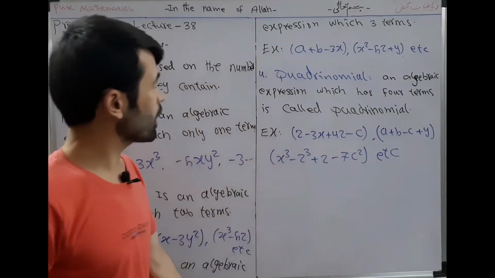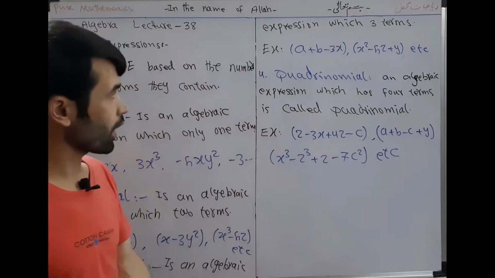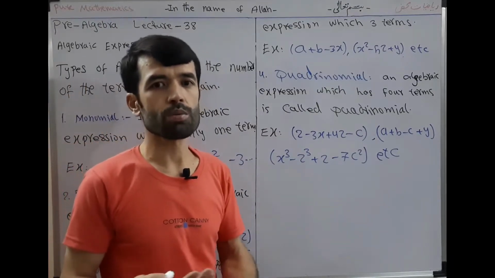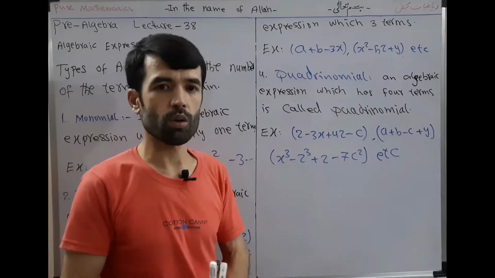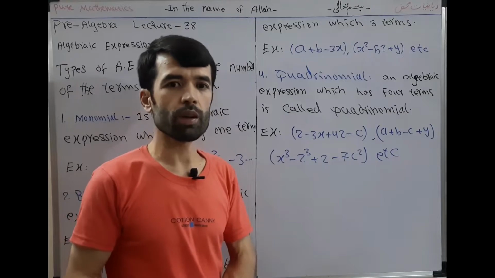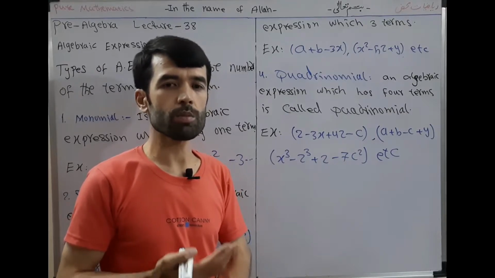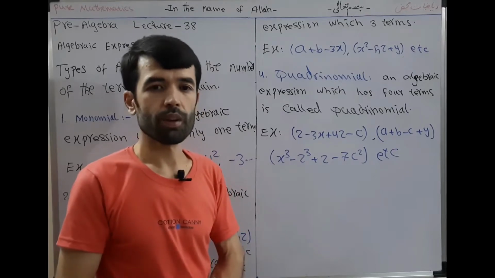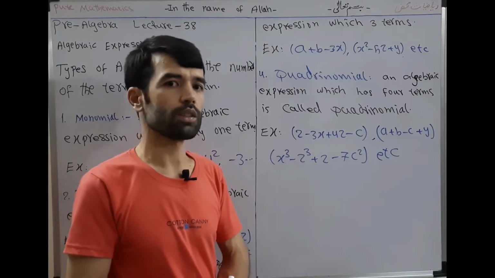This was the lesson of lecture 38, in which we studied algebraic expression and types of algebraic expression. We explained constant, variable, term, like term, unlike term, and also coefficient. I hope you understand this lesson.